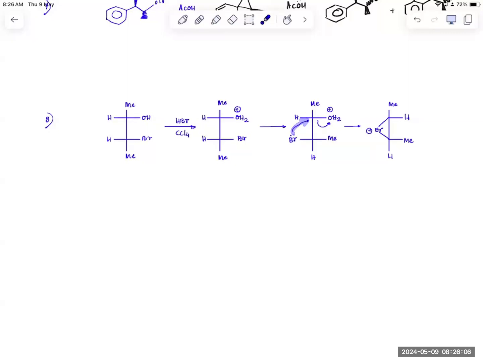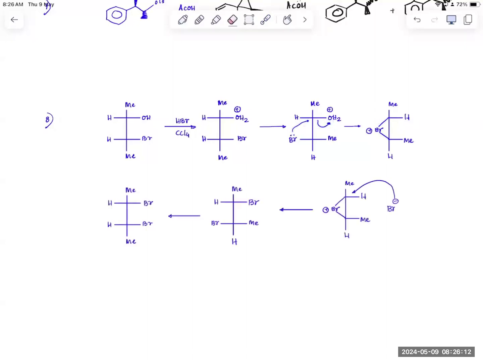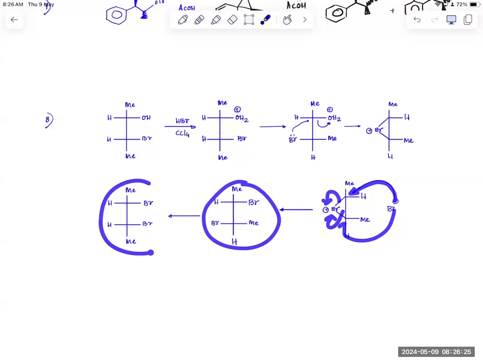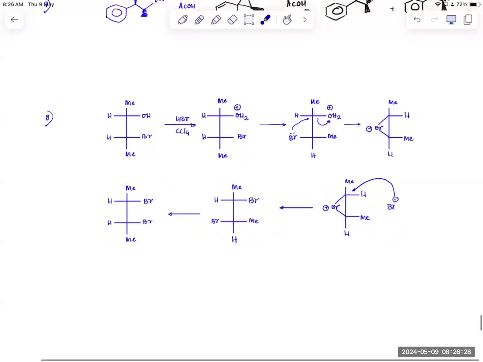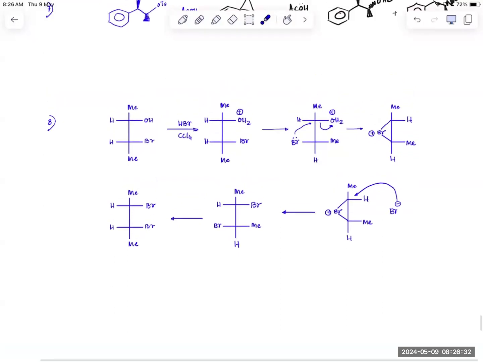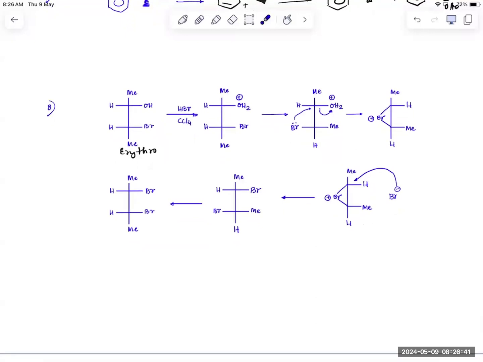So Br will attack from the back side. OH2 is removed. It is like a structure which is formed here. And from there, Br minus will now attack and bond will break here, or it can attack from this and bond can break here, either way. So you'll get this product and which will eventually be turned out into this one. Now, if you notice that originally this OH and Br were erythro to each other, correct? And after HBr reaction, now both the bromines are on the same side, which means they are again erythro to each other. Clear?